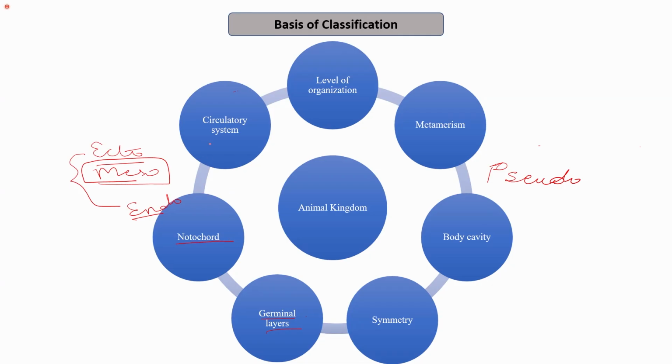Then we will see how different phyla are classified on the basis of the notochord. We will see how different phyla are classified on the basis of the circulatory system. And today we will see how different phyla are classified on the basis of metamerism or segmentation.